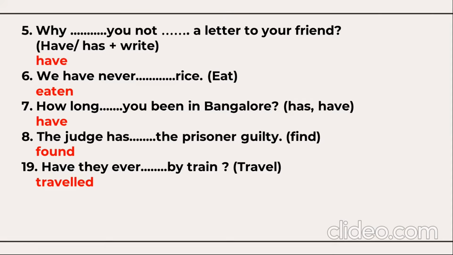How long have you been in Bangalore? The judge has found the prisoner guilty. Third form: find, found, found. The judge has found the prisoner guilty. Have they ever traveled by train? Travel, traveled, traveled. So in present perfect tense we use has or have plus the past participle, the verb's third form.